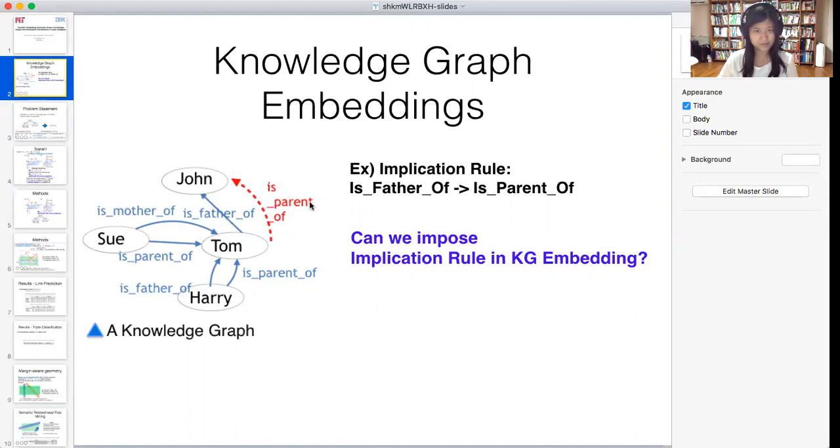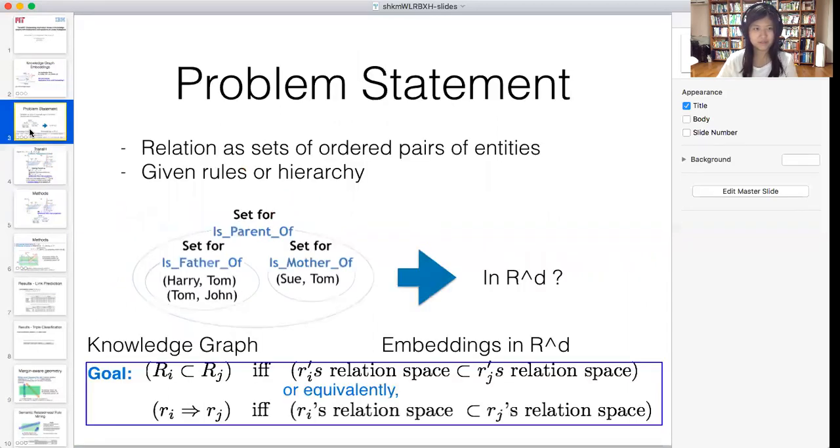Another hot trend is to impose implication rules that are very natural to us, but may not be so natural to the embeddings of these knowledge graphs, such as is father of implies is parent of. So our question is, can we impose implication rules in knowledge graph embeddings in a way that's geometrically consistent?